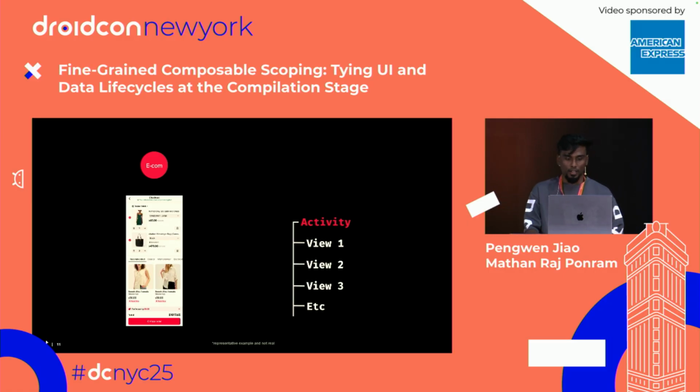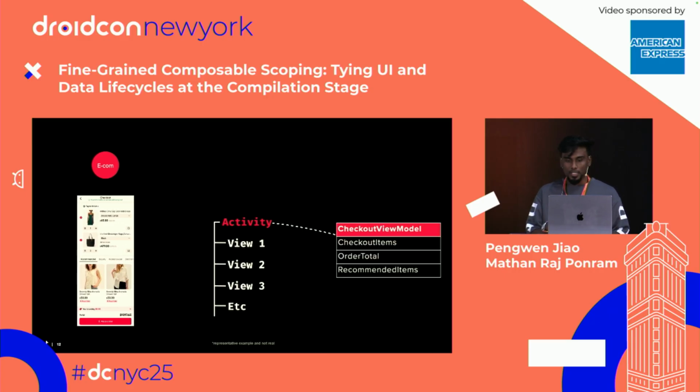So let's say the structure looks like this, and the state maintenance for this would probably be done at the view model level. Let's say there's a checkout view model that has some substates like checkout items, order total, and recommended items, right? So this view model, which is holding the state, will live only as long as this activity lives, right? When the activity gets created, the view model is created. When the activity is destroyed, the view model gets destroyed as well, right? So this is called activity scoping, right?